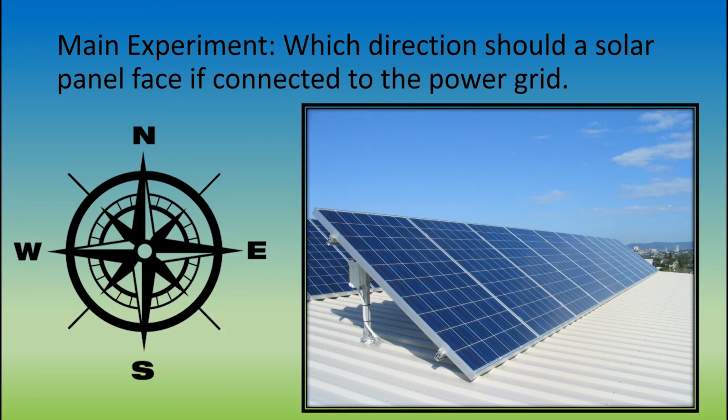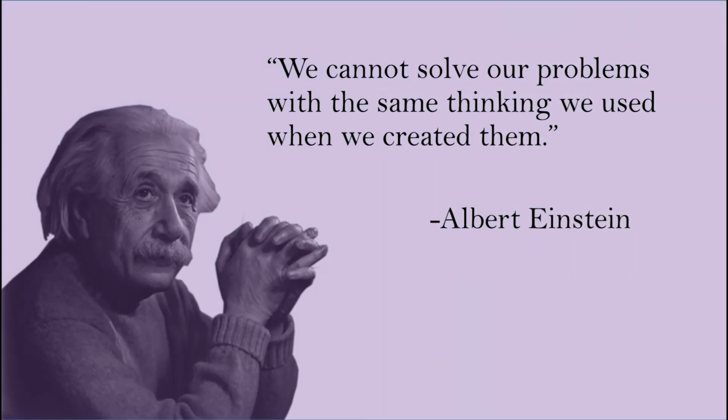The last session will include looking at data, but for now you will complete the first page of the experimental method handout provided to you. Brainstorm some ideas regarding which direction you think would be the best, and think about information you already know about the sun and the demands of the power grid. This concludes Session 3 of the current solar panel program.